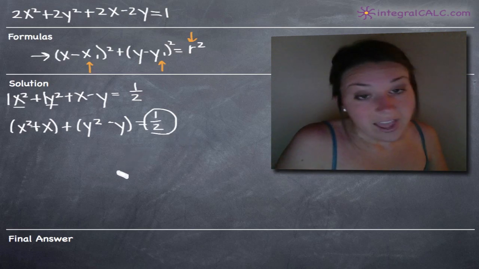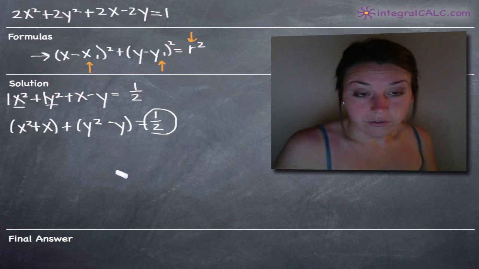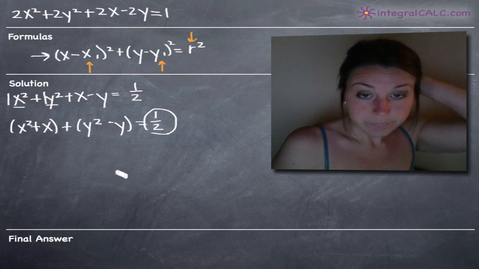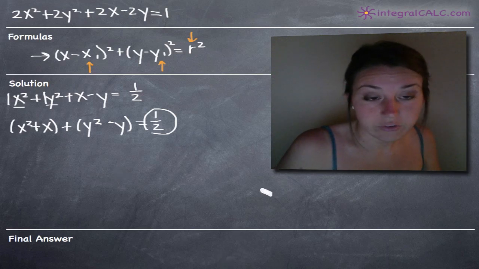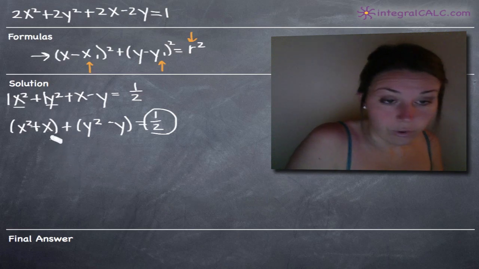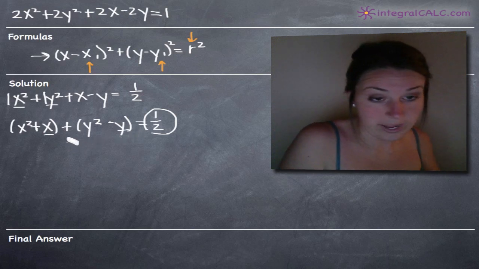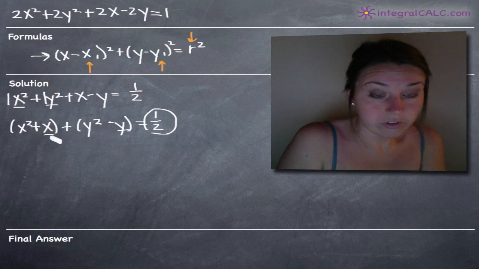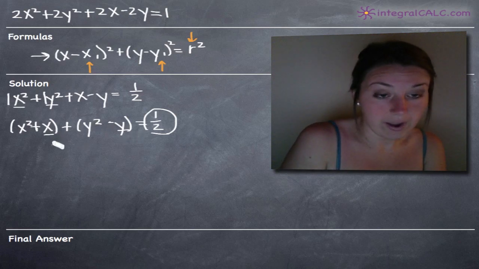So now that we've done that, we're going to need to complete the square with respect to both x and y. I've got a whole section about completing the square on my website, but basically all we do is we take the coefficient on our first degree x and y terms, which are right here. The second degree terms are x squared and y squared. The first degree terms are x and negative y.